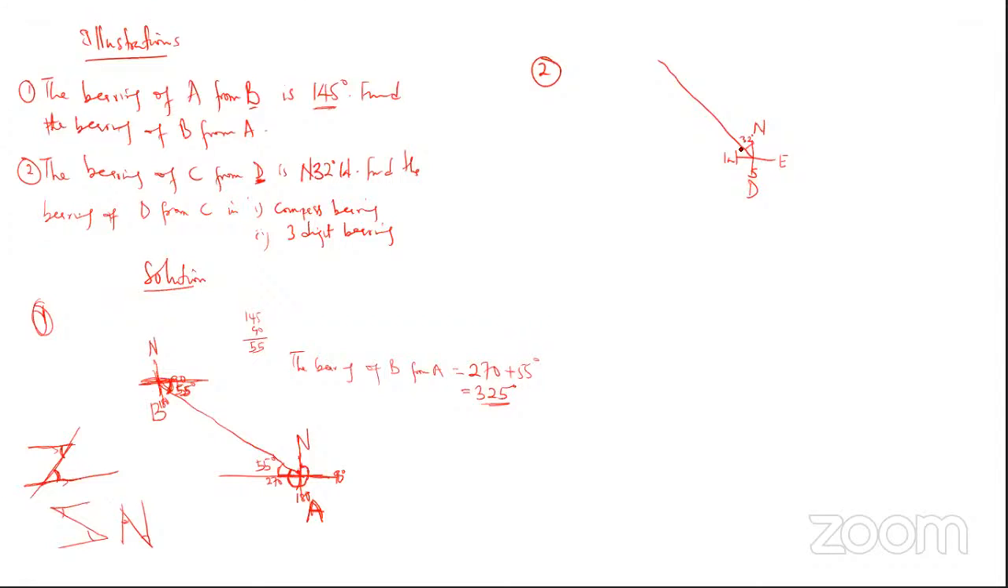So you say find the bearing of D from C in compass bearing. Based on the angle and the distance given, we can locate where we have C. Now let's assume that this is where we have it.